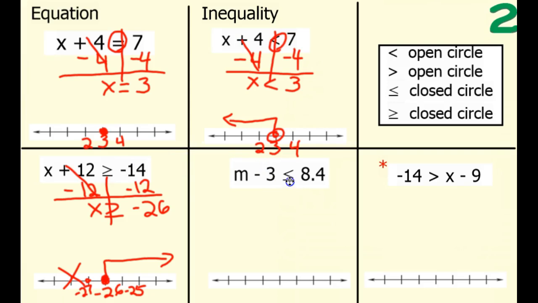Over here, we have to get m by itself. So we do the opposite of minus, which is add. We add 3. So these 3's cancel out. We get m is less than or equal to 8.4 plus 3, which is 11.4.